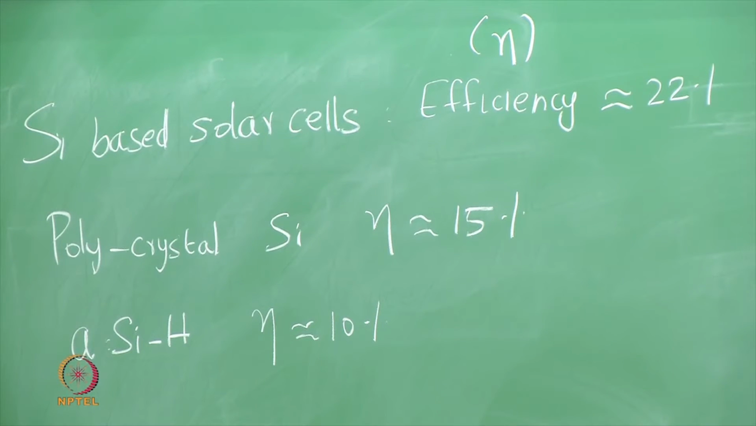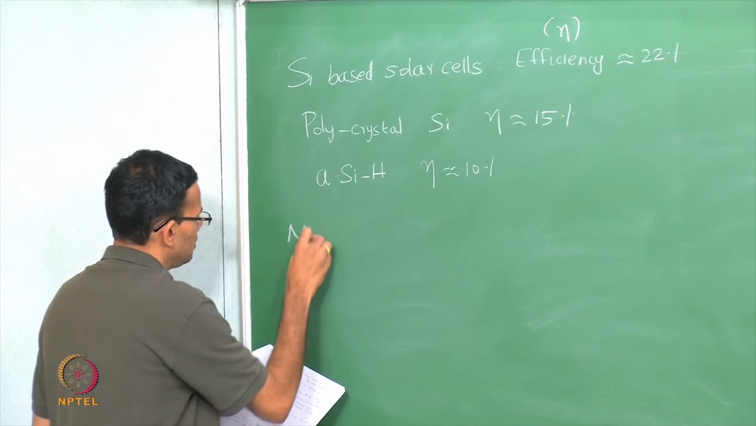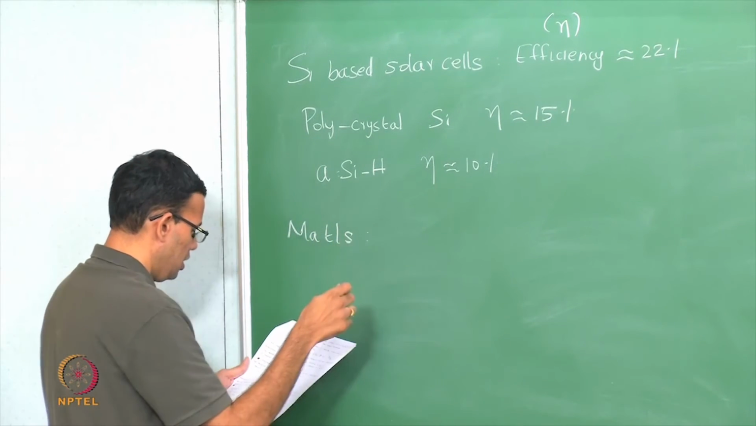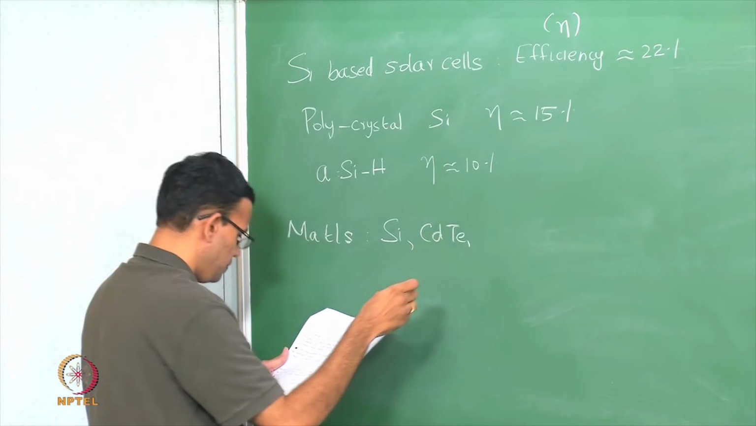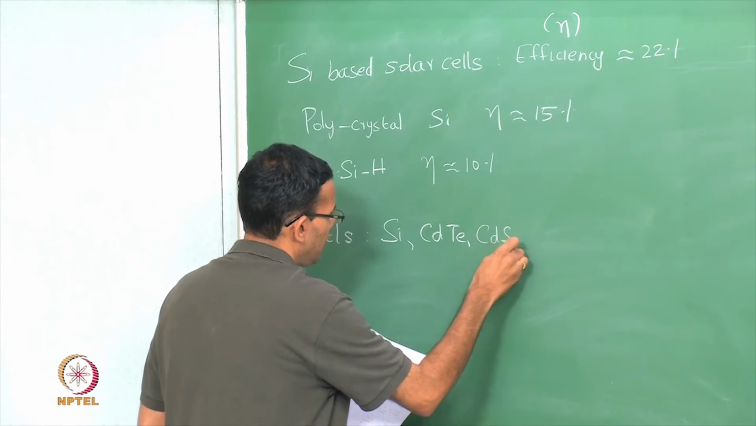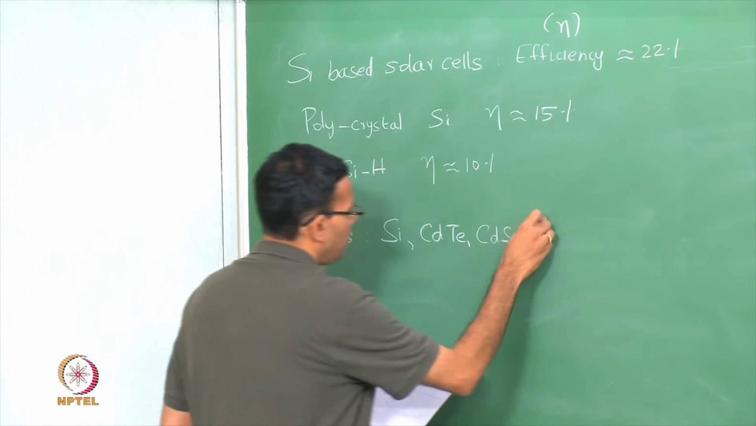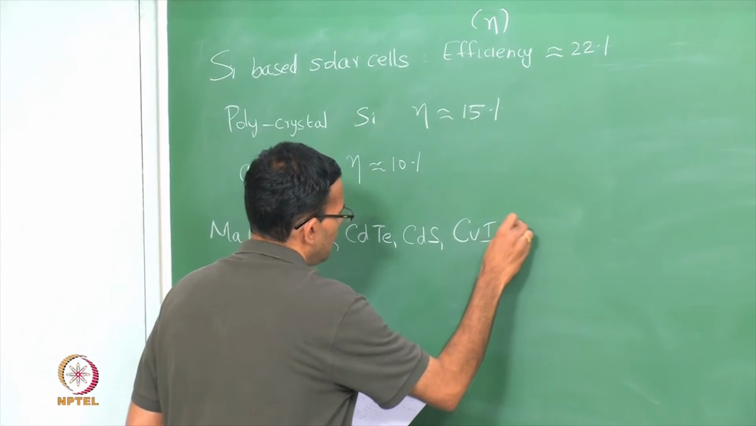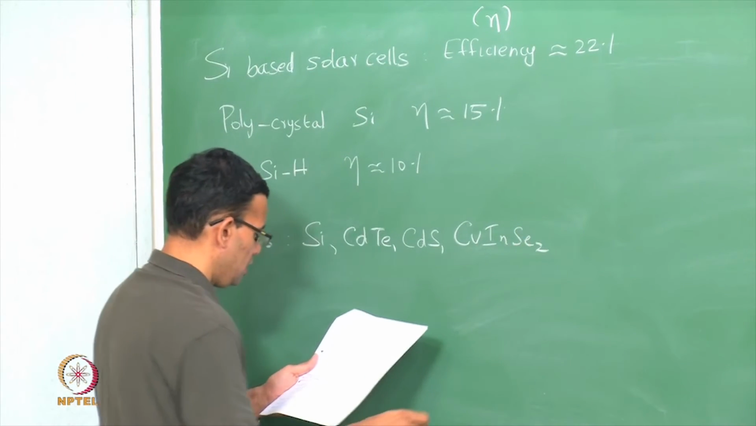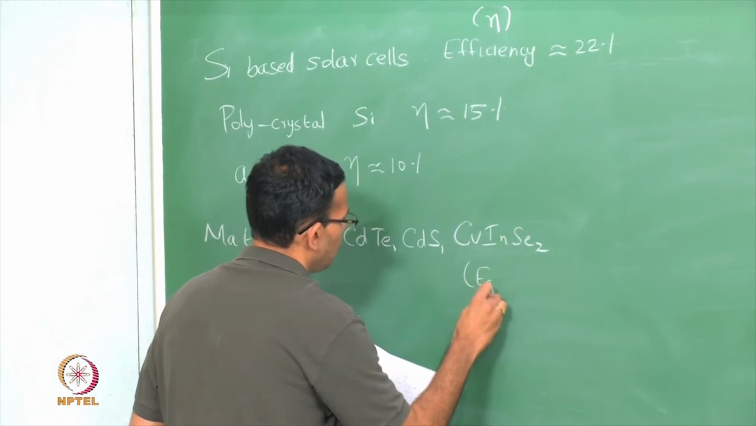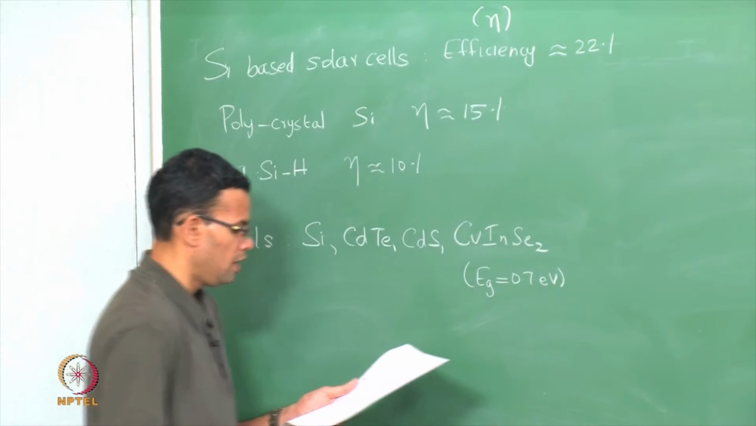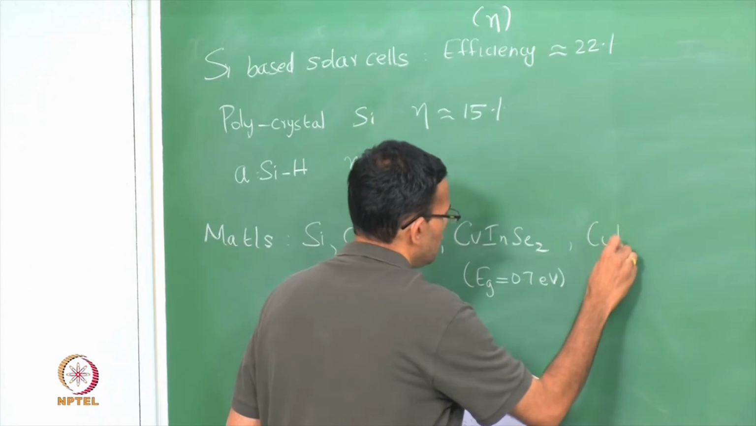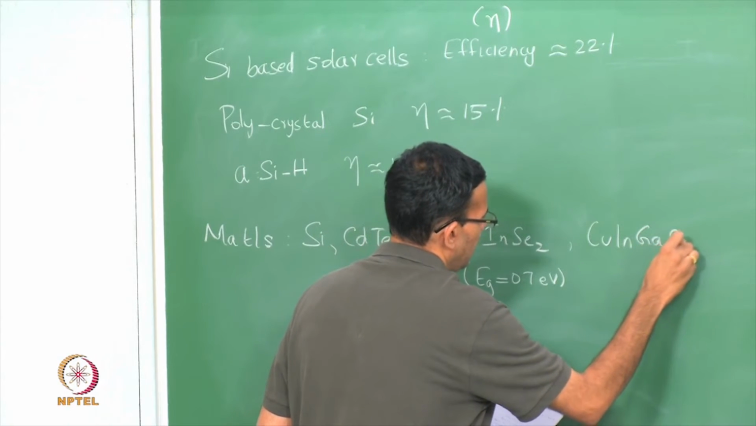There are other materials that are used for solar cells. Some of the typical materials, we already saw silicon, have cadmium telluride, cadmium sulfide, and then copper indium diselenide. This is a material with a band gap of around 0.7 electron volts, and a variation of this which is copper indium gallium diselenide.